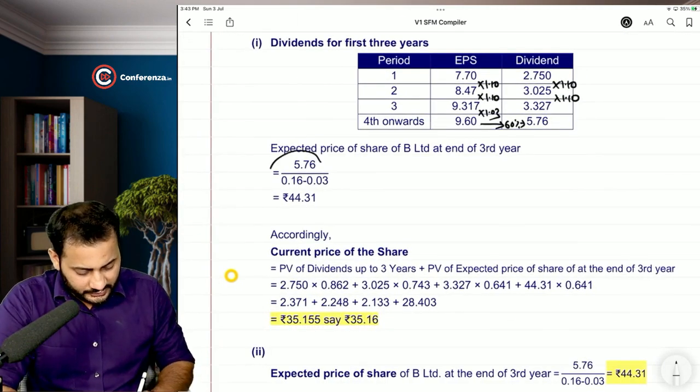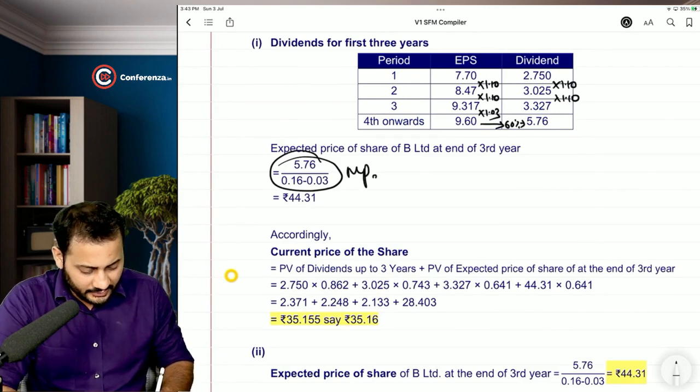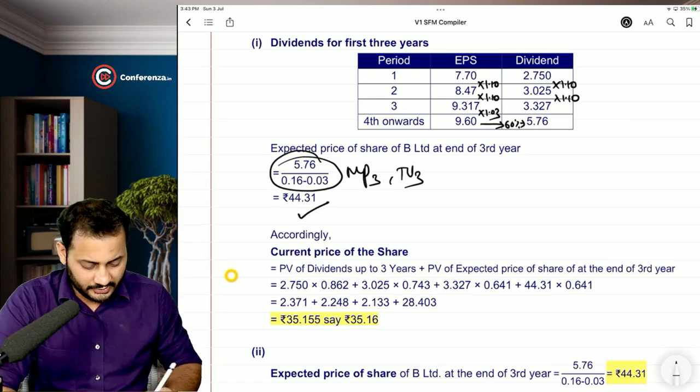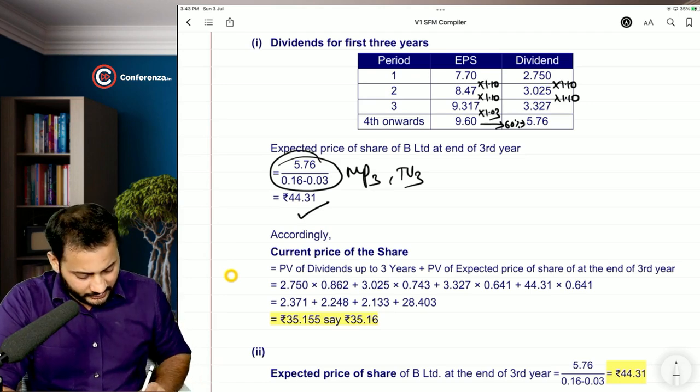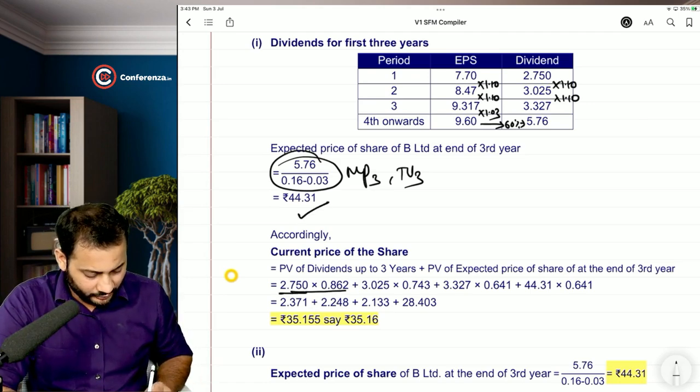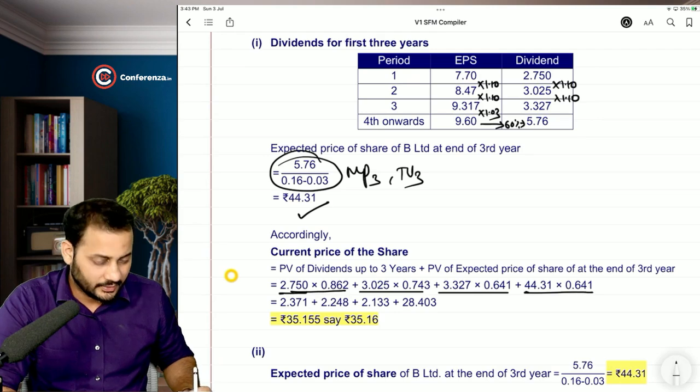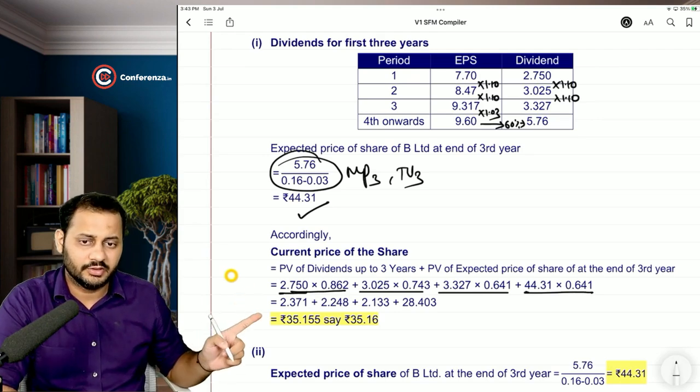Then this is the perpetuity value or market price at the 3rd year, or you can say terminal value 3. You got the answer. So you have the dividends 2.750 into present value factor, 3.025 into present value factor, third year dividend into present value factor, and the third year price into present value factor. The present value of all these will be the market price today, 35.16.